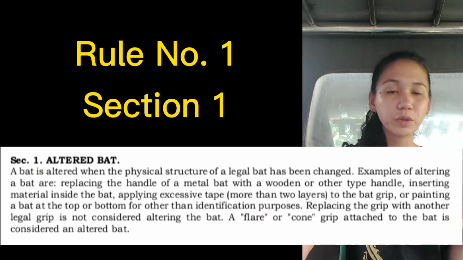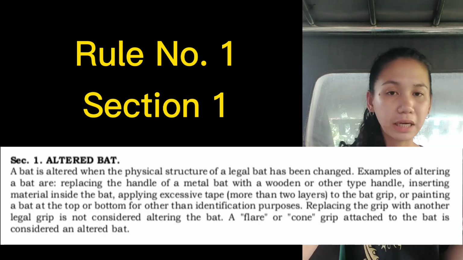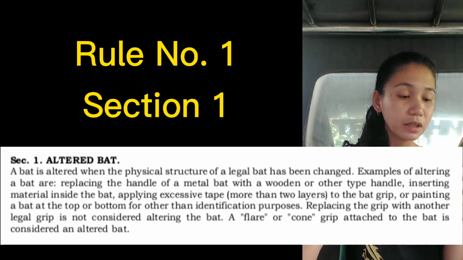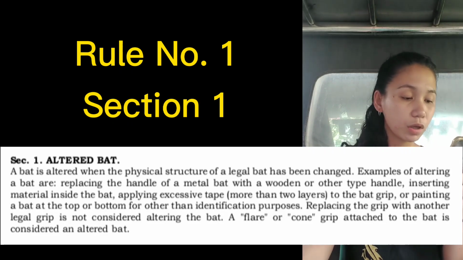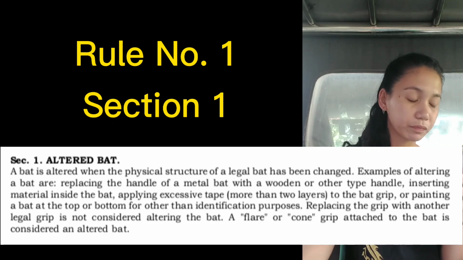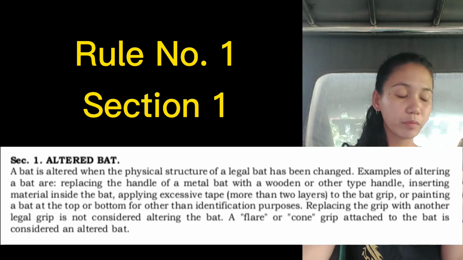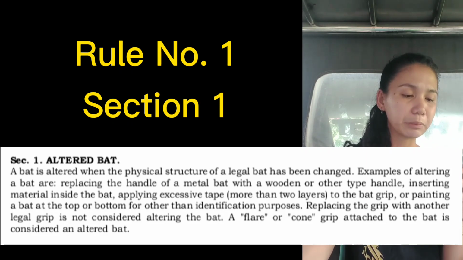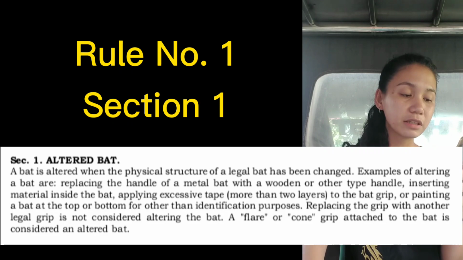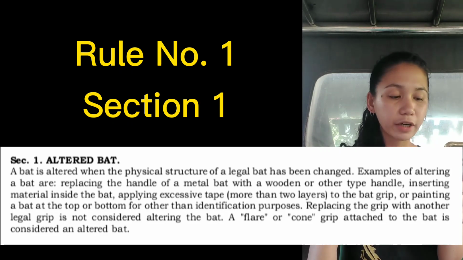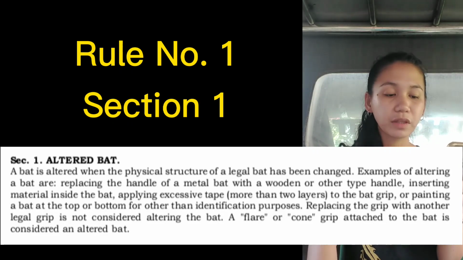So let's start with rule number 1 and section 1, the altered bat. A bat is altered when the physical structure of a legal bat has been changed. Examples of altering a bat are replacing the handle of a metal bat with a wooden or other type, inserting material inside the bat, applying excessive tape, more than 2 layers, to the bat grip, or painting a bat at the top or the bottom for other than identification purposes. Replacing the grip with another legal grip is not considered as altering the bat. A flare or cone grip attached to the bat is considered an altered bat.